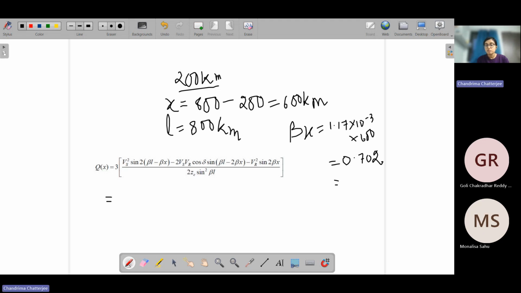You can convert it to degree if you wish, or you can also calculate everything with radian. But just stick to one thing, either radian or degree, don't mix it up. This is 40.22 degree. So this is beta x. Or you can directly do L minus x. L minus x will be 200. So beta into 200 for this angle. And here also it will be beta times L minus 2x. But directly also you can find out, that would be quicker.